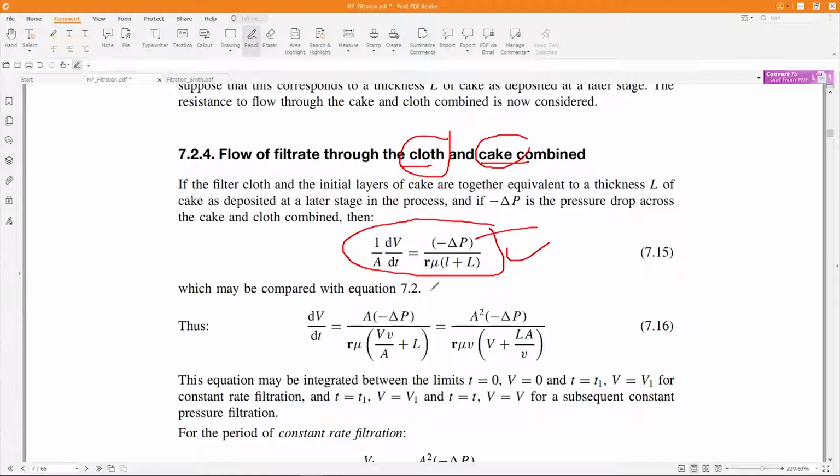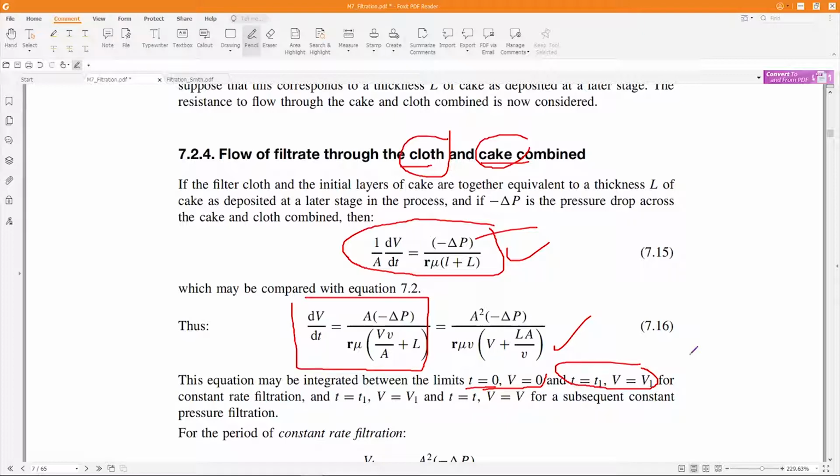Then you can rearrange this. So this looks like dV by dt. Fine. And you can rearrange this like this. Now, if you integrate this equation from t equal to 0 and V equal to 0 to t1, V equal to V1, this is for constant rate filtration. So the volume of filtrate collected after time t1 will be V1. That means it is constant rate filtration.